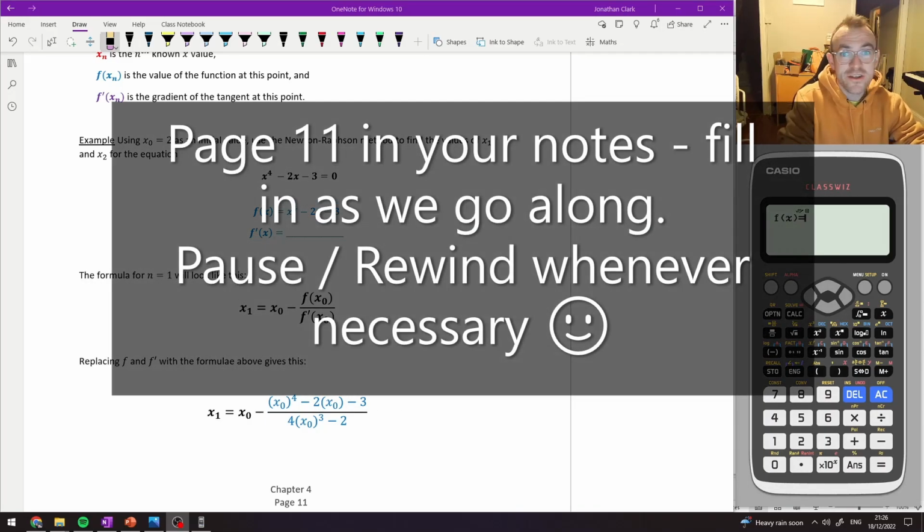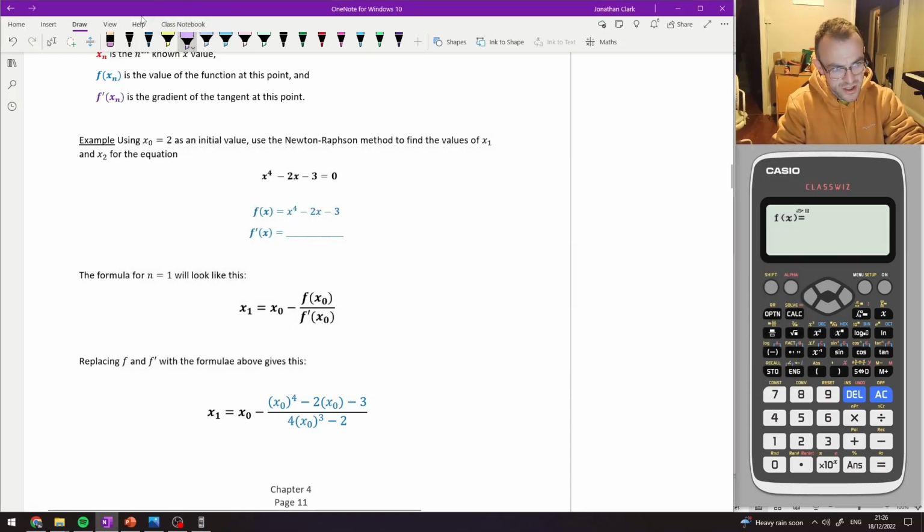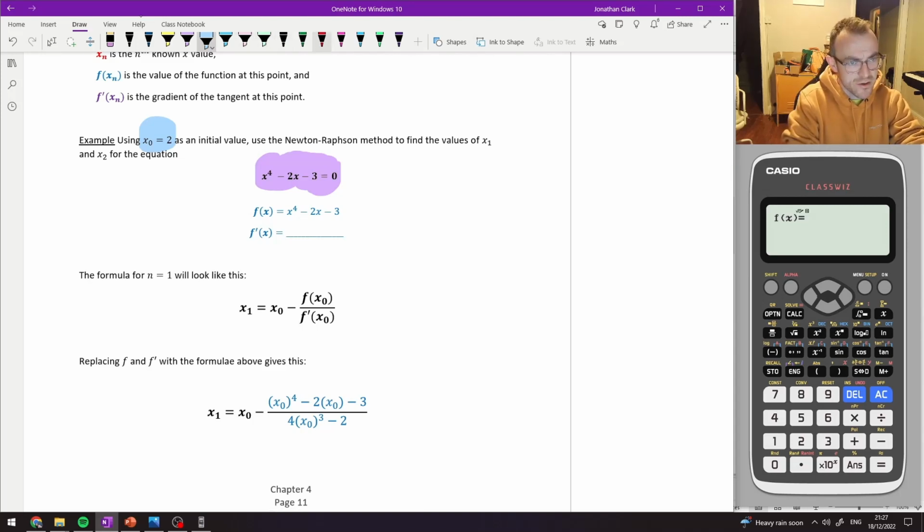Okay, so we're going to try and solve this equation using the Newton-Raphson method. So this is the equation here, x to the 4, take away 2x, take away 3 is 0. And we've been told a value to start with as well. We're told to start with a value 2. Something that you might find strange is we're using x subscript 0 to denote the starting term. But what it means is x1 is going to be the value that we get once we've done Newton-Raphson once. So it kind of works out quite well.